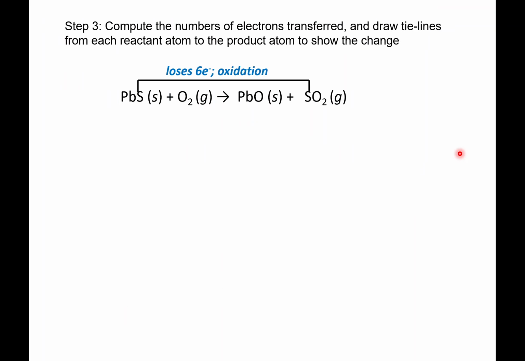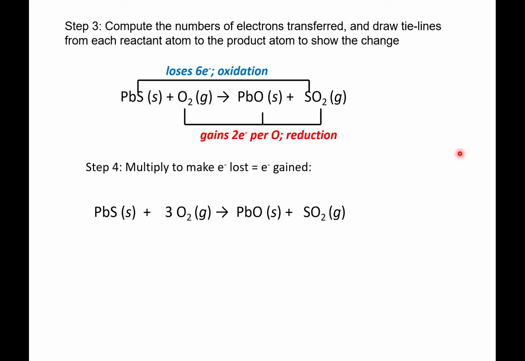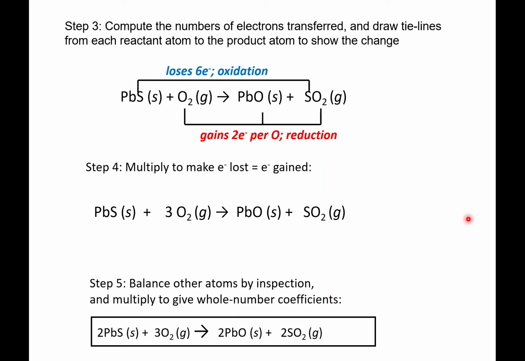Well, sulfur loses 6 electrons, and oxygen is going to gain 2 electrons per oxygen. Okay, so we have to multiply to make the electrons lost equal the electrons gained, so we put a 3 in front of O2, and then we have to balance the other products by inspection. So if we have 3 in front of O2 here, then that's going to be a total of 6 oxygens.